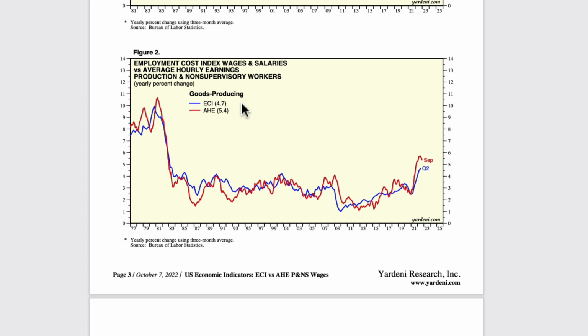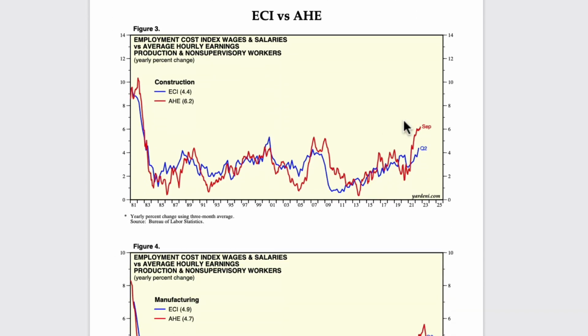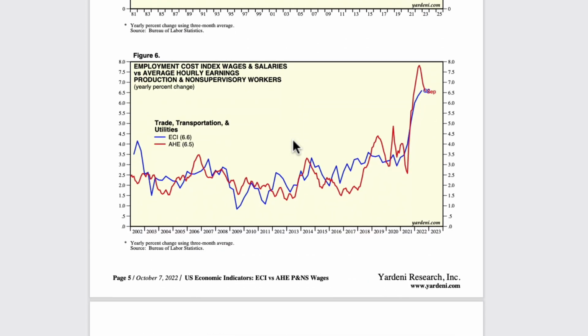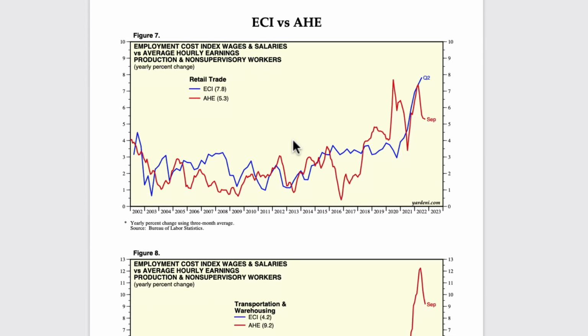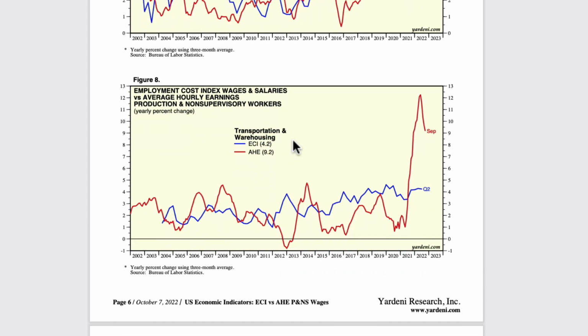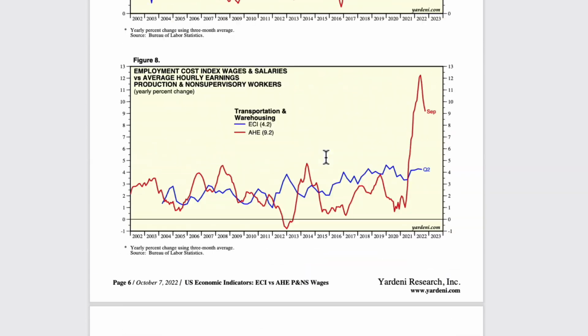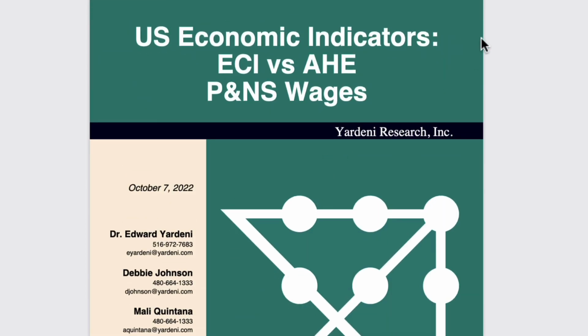ECI is a better measure of cost inflation for businesses. Look at the significant difference between these, right? 5.4 and 4.7. And you can keep going. There's construction, manufacturing, service providing. This is trade, transportation, and utilities. This is for retail trade. Look at the big difference here, transportation and warehousing. When you look at the ECI index over here versus where the AHE is, right? That's a huge difference between them. So the link is in the description box. I'm not going to go through each one. It is there if you want to scroll through those charts and have a look.